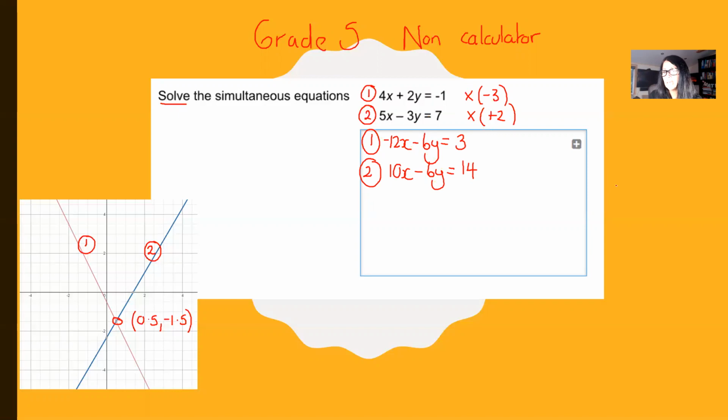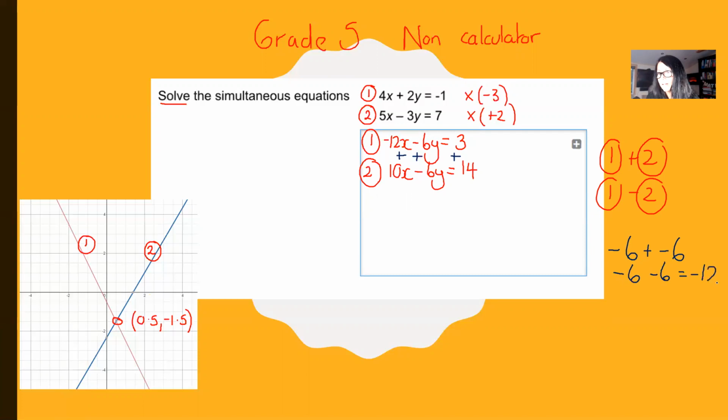Now here comes the tricky bit. We need to decide: do we add the equations or subtract the equations to get rid of the y variable? Let's do a little bit of trial and error. Supposing we try to add them. We're just looking at the y's for a minute. -6 add -6: if you're adding a negative, you're really just taking away. So -6 minus 6 is -12. That's not going to get rid of our y variables.